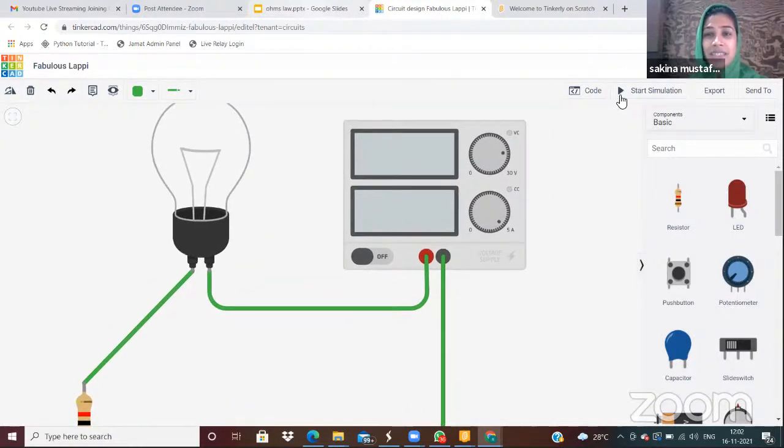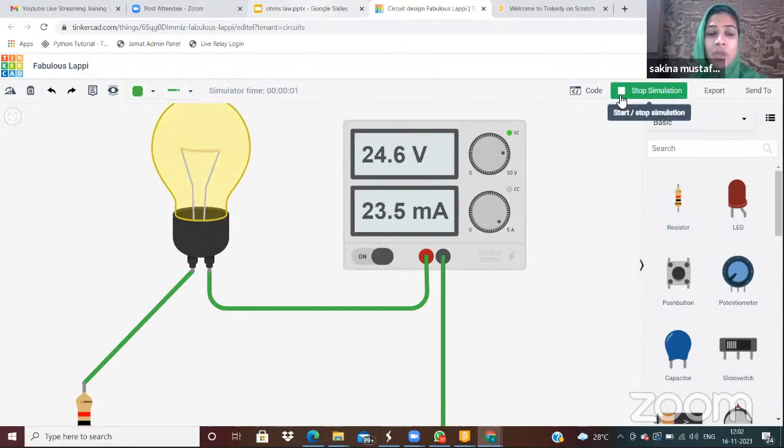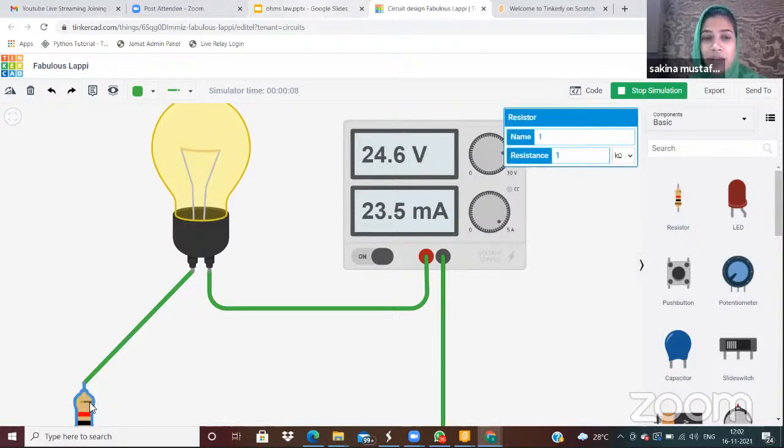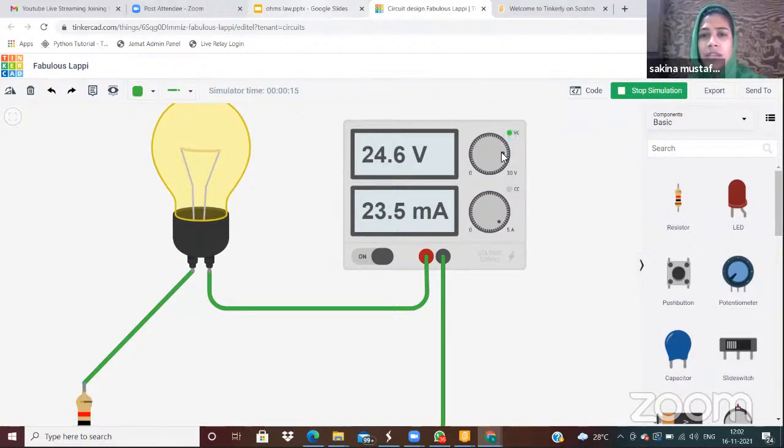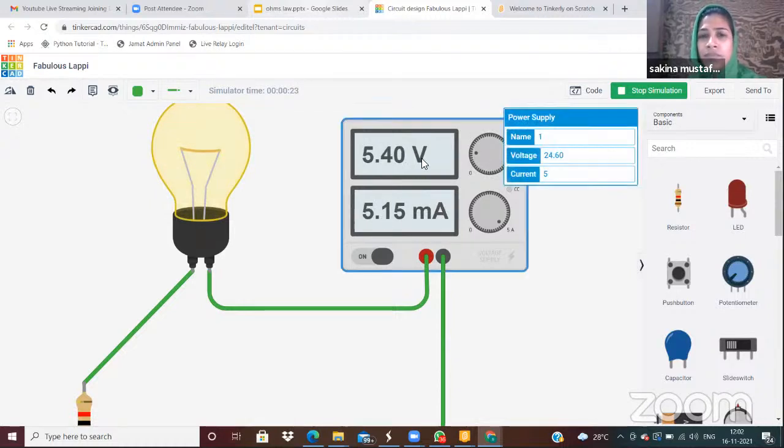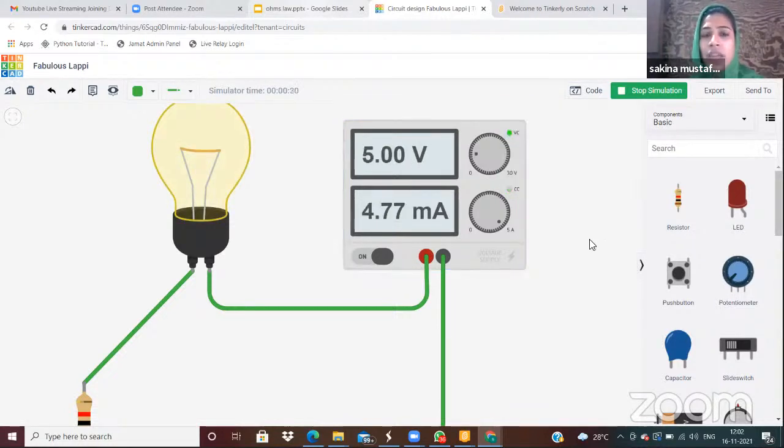Okay, so I'll just click on Start Simulation. You can see the bulb is glowing and the voltage is 24.6, right? And here is one resistor. The resistance is 1K ohm and the bulb is glowing. Now, I'm just changing the voltage. You can see the current is also changing. Let's say for 5 volts, the current is 4.7 mA.